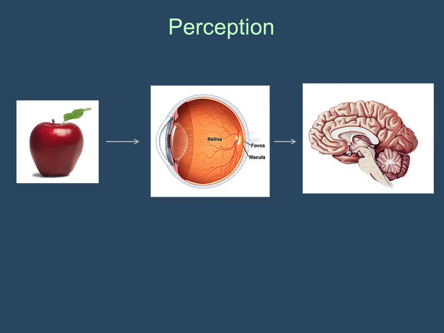Essentially, there are three parts to perception. In other words, what we see of the world relies on three things. One, the objects in the world. Two, the actual structure and mechanism in the eye. And three, the most important part, which is the brain.